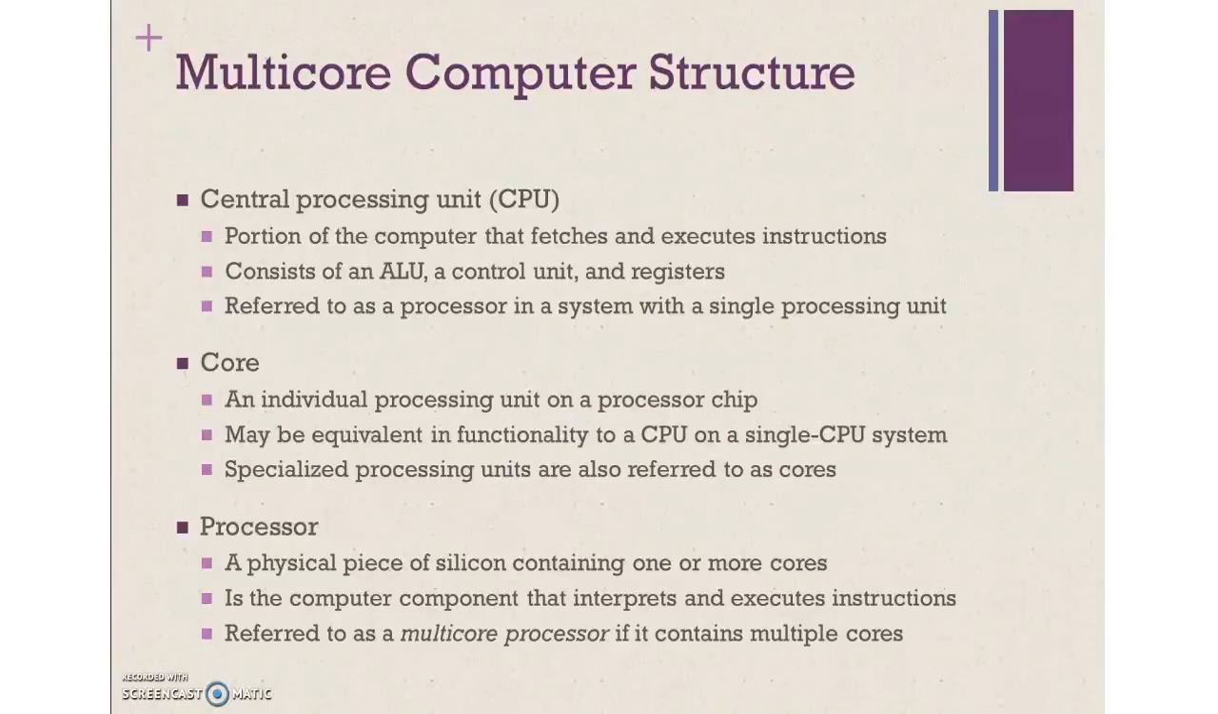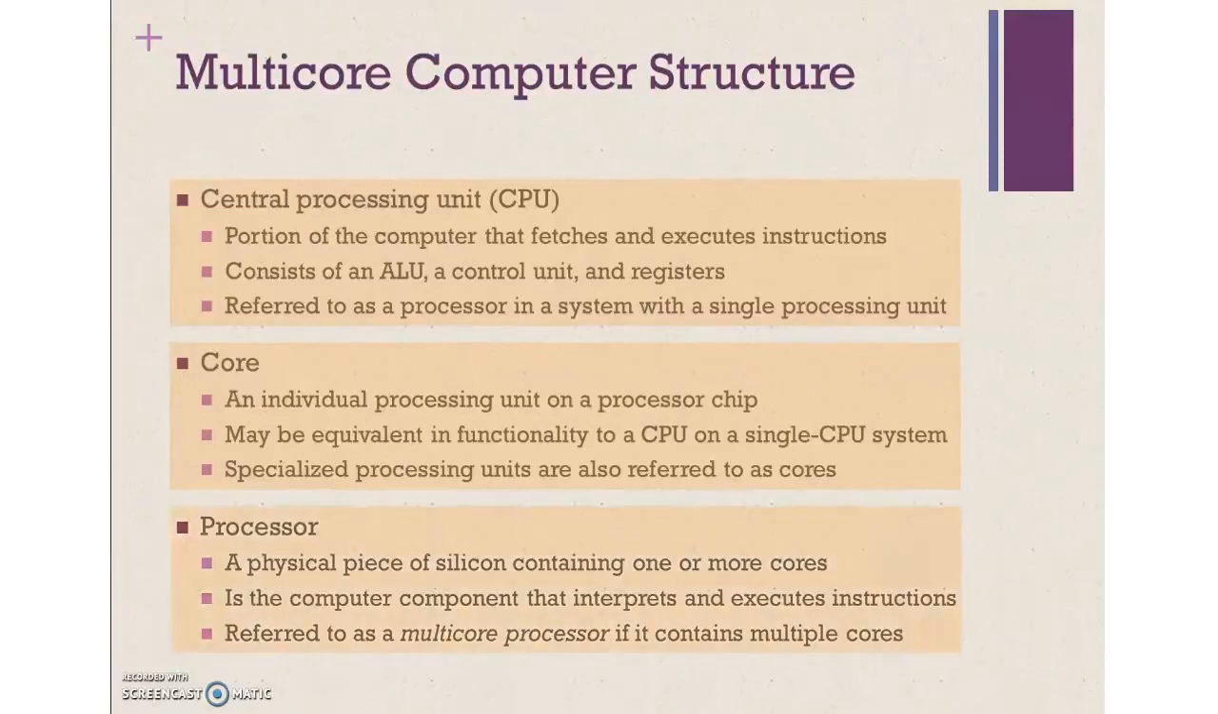We have a CPU, that portion of a computer that fetches and executes instructions. It consists of ALU, control unit, and registers. Core: an individual processing unit on a processor chip. A core may be equivalent in functionality to a CPU or a single CPU system. Processor is a physical piece of silicon containing one or more cores.